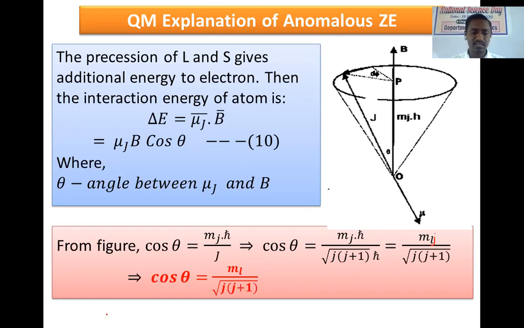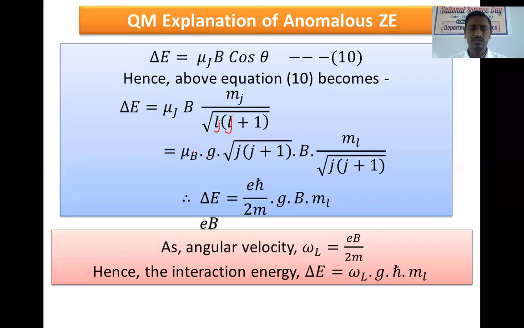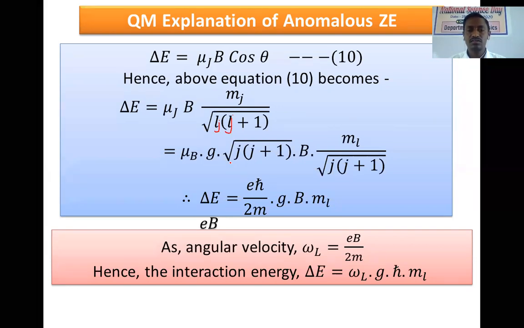Now put this value of cos theta in equation number 10. Therefore, the interaction energy will be mu j into B into mj upon the square root of j into j plus 1. Here it should be small j. I have corrected it in the next term. Therefore delta E will be equal to mu B into g into the square root of j into j plus 1.